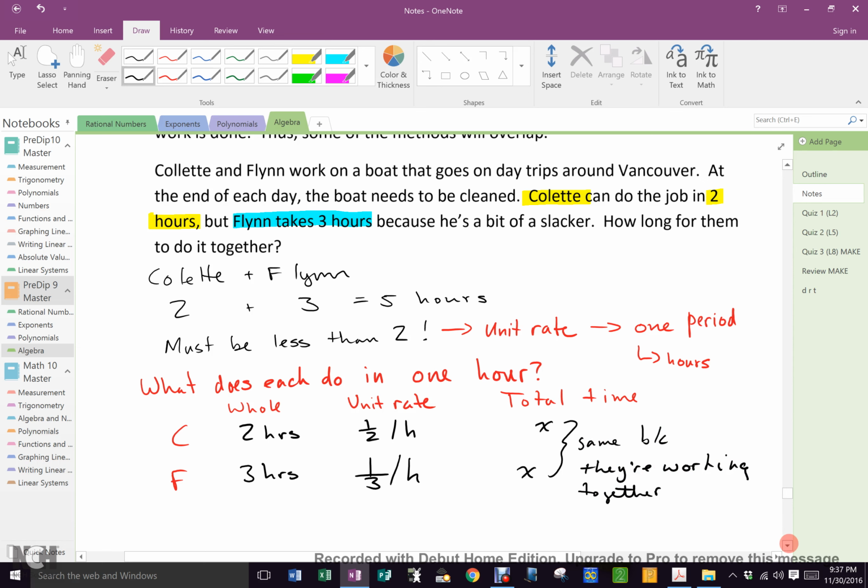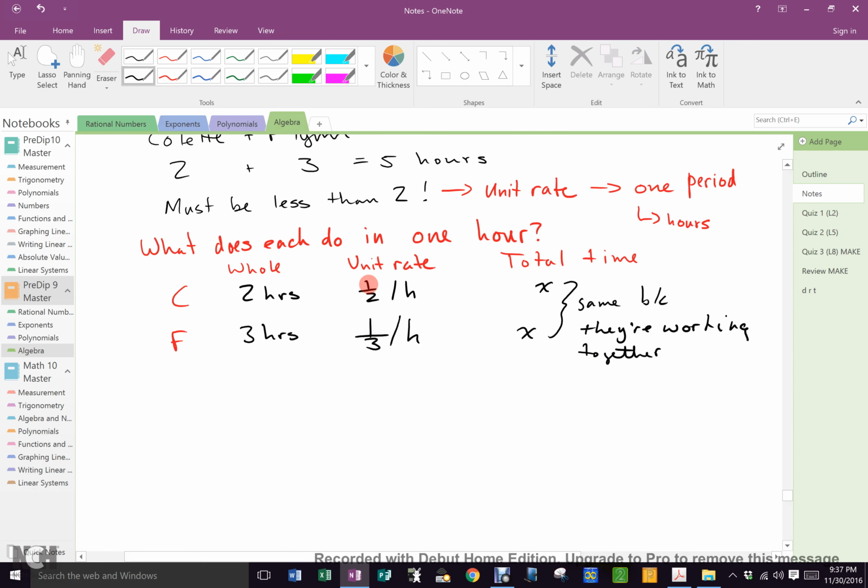So we have to ask ourselves, if Colette does half the job in 1 hour and Flynn does a third of the job in 1 hour, so a half of X plus a third of X equals how much of the job is getting done? And of course the answer is 1 complete job. Right? So this is what I need to solve. Now, can I add those?